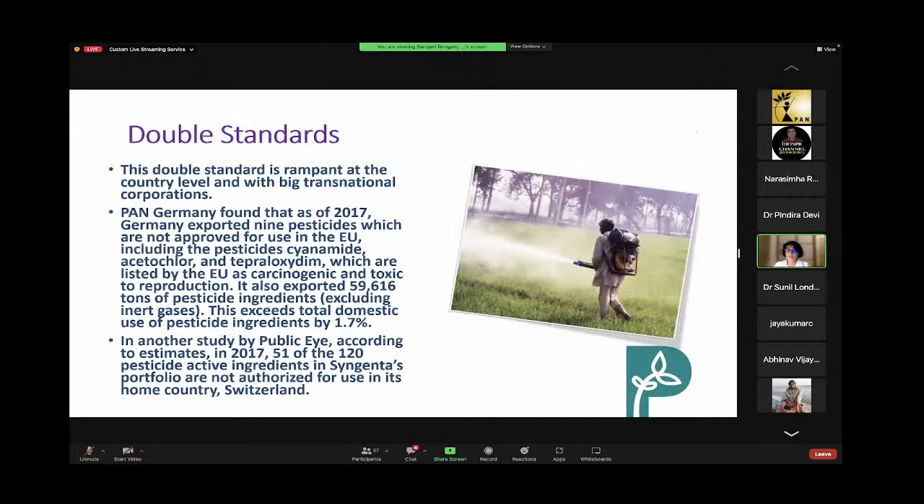Then we have the double standards. This is very rampant at the country level and with big transnational corporations. Recently, PAN Germany found that Germany exported 9 pesticides which are not approved for use in the EU, including cyanamide, acetochlor, and tepraloxydim, which are listed by the EU as carcinogenic and toxic to reproduction. It also exported tons and tons of pesticide ingredients, including inert gases. So the dumping of pesticides from the north, from developed countries, to the developing countries is still happening. Some of the big companies, Syngenta for example, have 51 of the 122 pesticide active ingredients which are not authorized for use in its home country being exported.